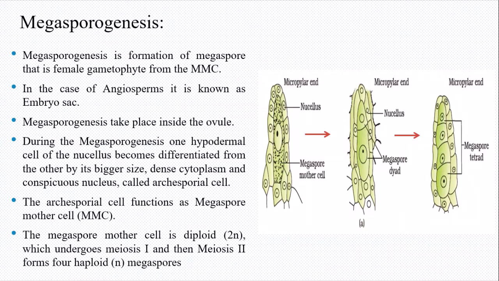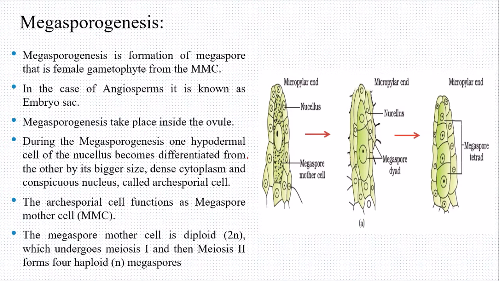So let's move to megasporogenesis, that is the development of the megaspore that will develop into the embryo sac from a megaspore mother cell. The megaspore is also termed the female gametophyte. Megagametogenesis, as we have already seen, also takes place in two steps: the first one is megasporogenesis and the second one is megagametogenesis. So megasporogenesis is the formation of the megaspore, the female gametophyte, from the megaspore mother cell.